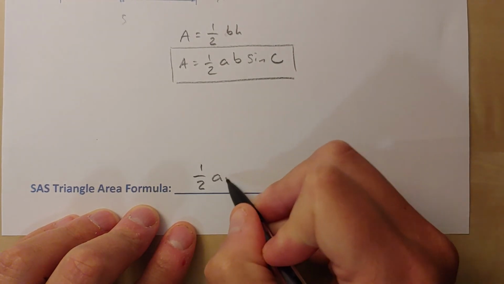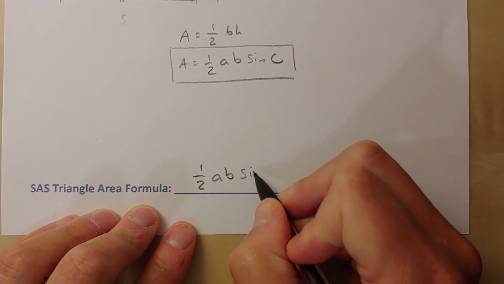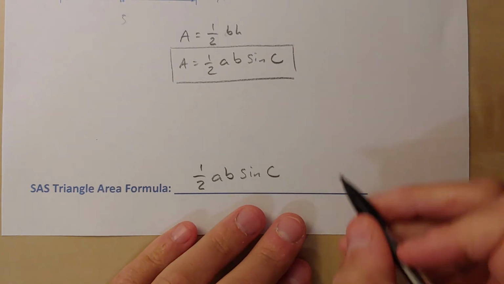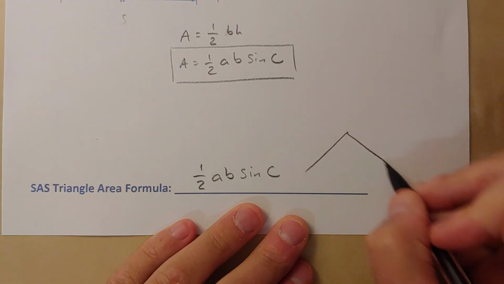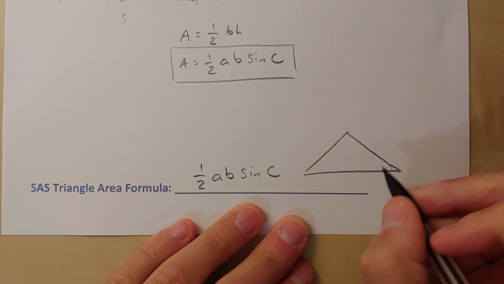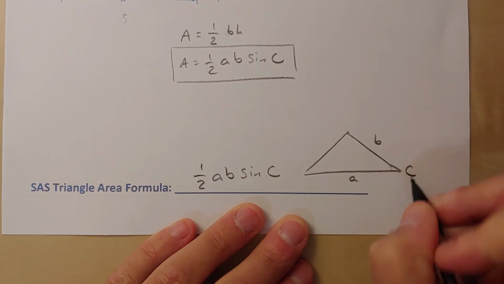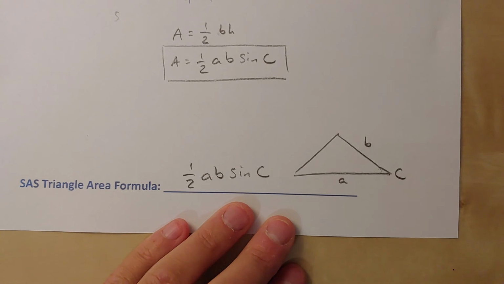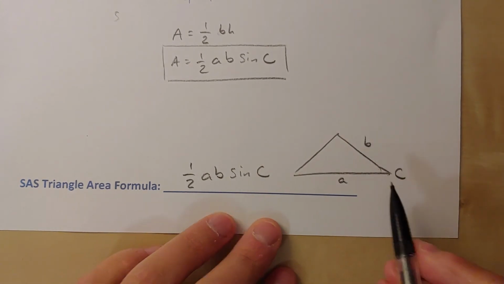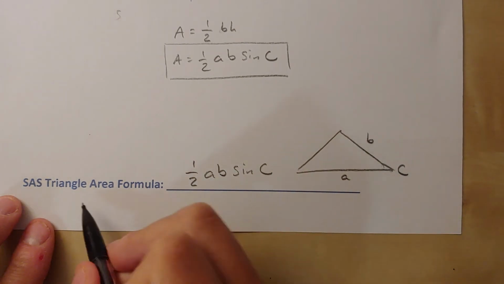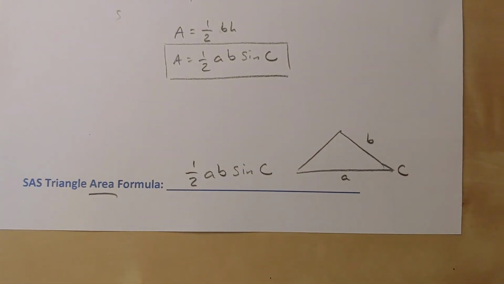1/2 times A times B times the sine of C. 1/2 AB times sine C. And again, this works only if you have a triangle where you're given a side, another side, and an angle in between. And if you have that combination, you can just take those three values, plug that into this formula, and you'll get the area of your triangle.